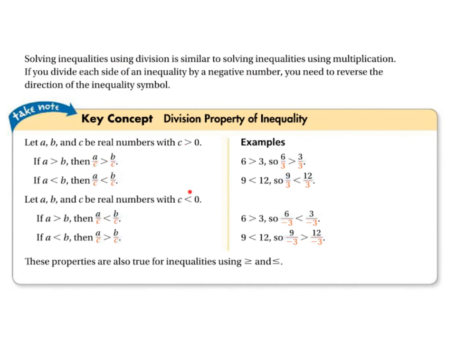If C is less than 0, that means negative numbers. Then if it started out like this and you divide by C, the negative number, it's going to change direction. Here, if you started out in that direction and then you divide by C and it's negative, it's going to change direction, okay? That holds true for if it says or equals as well. Let's try one of those.